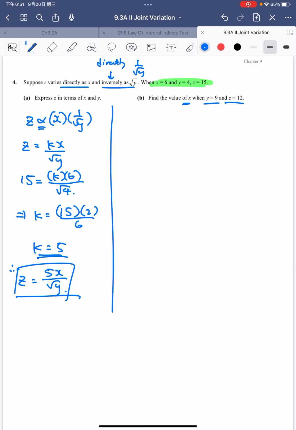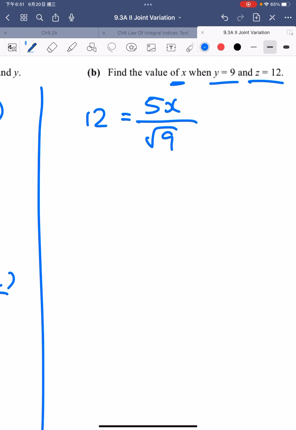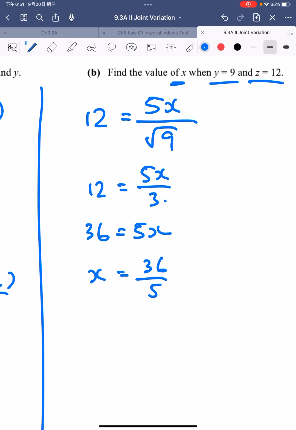So we're back to using our equation connecting x, y and z. Then we have z is equal to 12, the x we need to find out, and the y value is equal to 9. So we just substitute the y and z values, then we can say that 12 is equal to 5x divided by 3. So we move this 3 to the left hand side, we get 36 is equal to 5x, which gives you x is equal to 36 divided by 5, which is actually equal to 7.2.